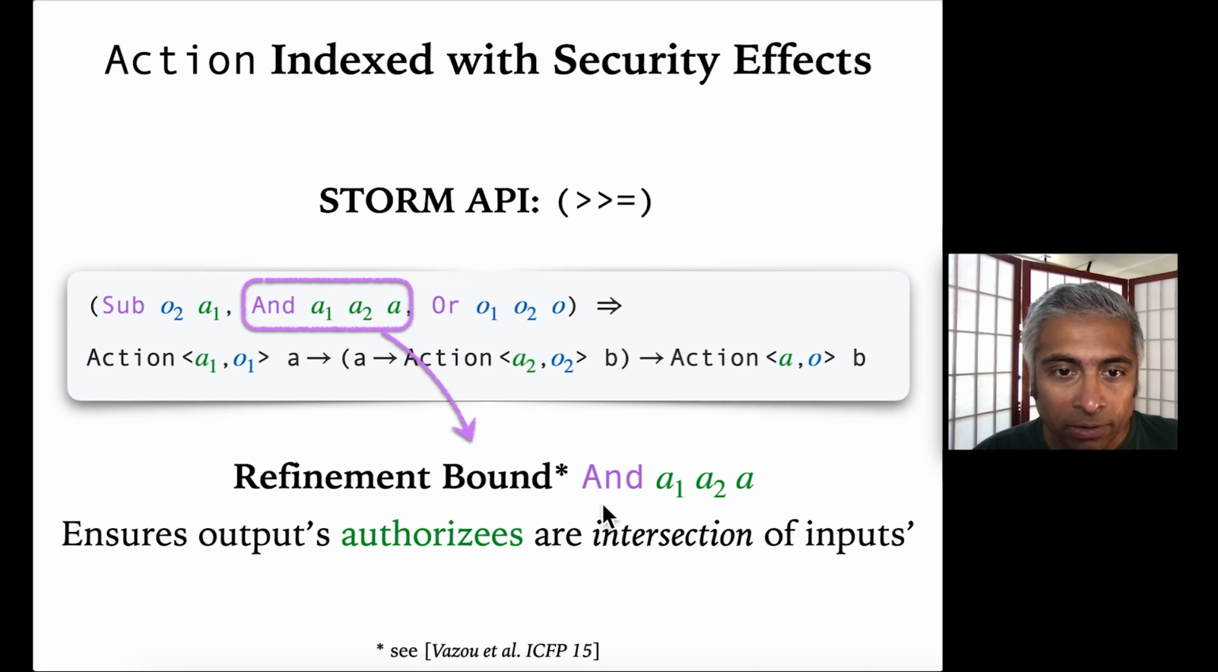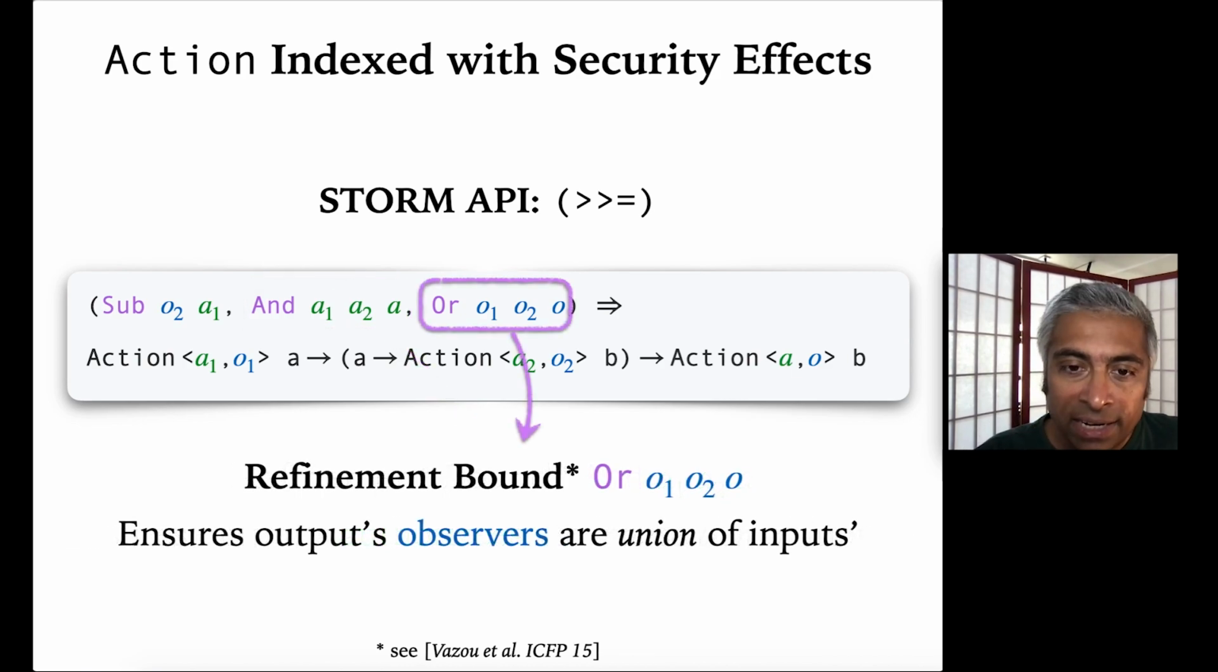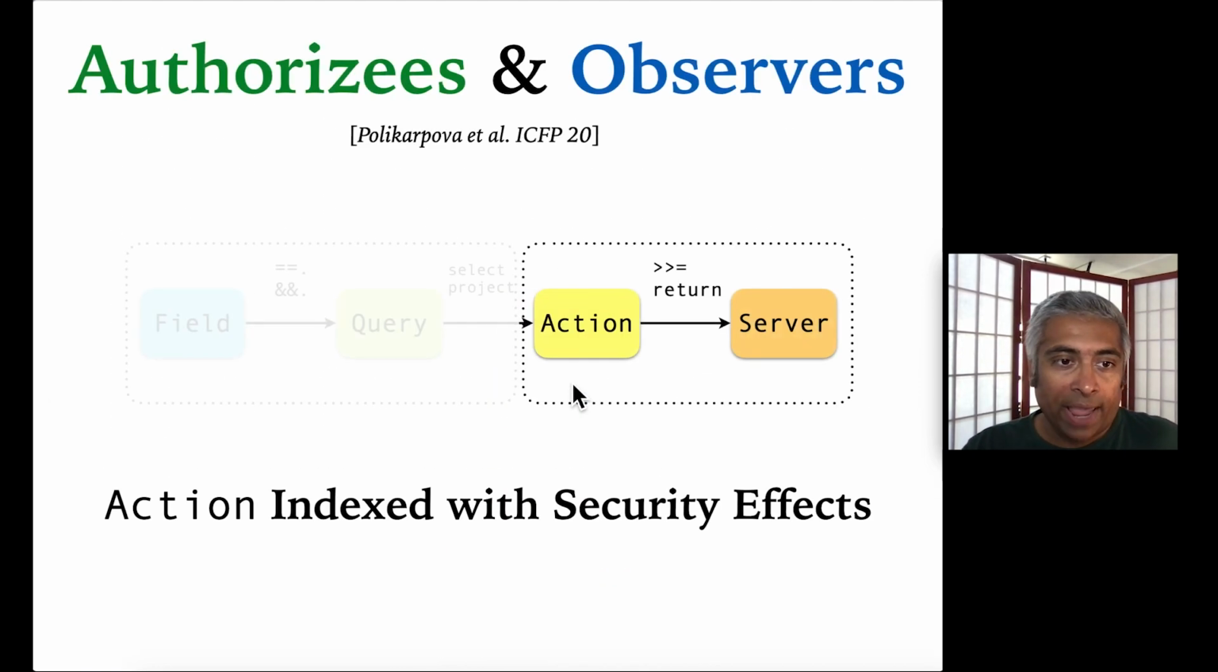Second, we are going to make sure that when we sequence the actions, the authorizees of the resulting output action is the conjunction, the intersection of the authorizees of each of the two actions being sequenced, because now we're depending on both their data. And finally, we're going to make sure that the set of output observers is the union, because of course we have sent outputs either to O1 or to O2. Okay, so that's how we sort of track authorizees and observers as effects and build up our server computations and make sure that the observers are contained inside the authorizees at each step.